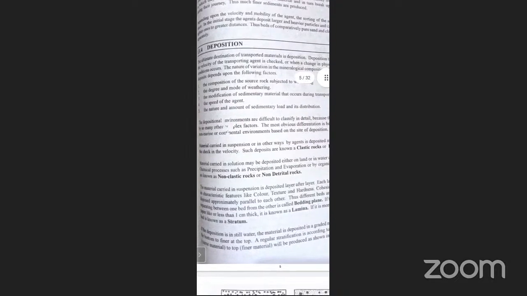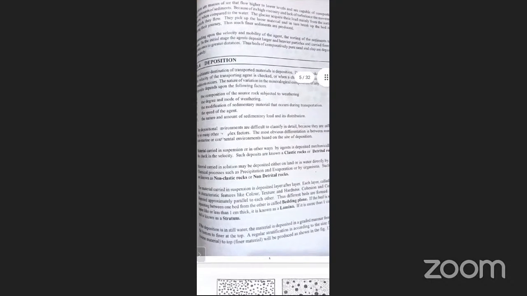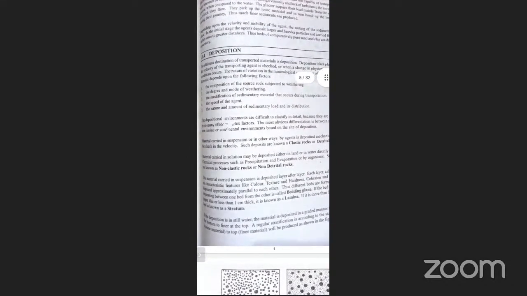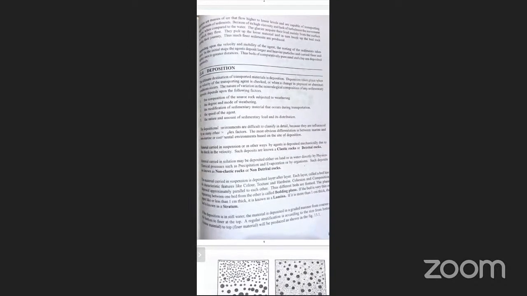The depositional environments are difficult to classify when we go into very detailed study. It depends on multiple factors. The material carried in suspension or in other ways by agents is deposited mechanically due to the check in velocity. Such deposits are known as clastic or detrital rocks.